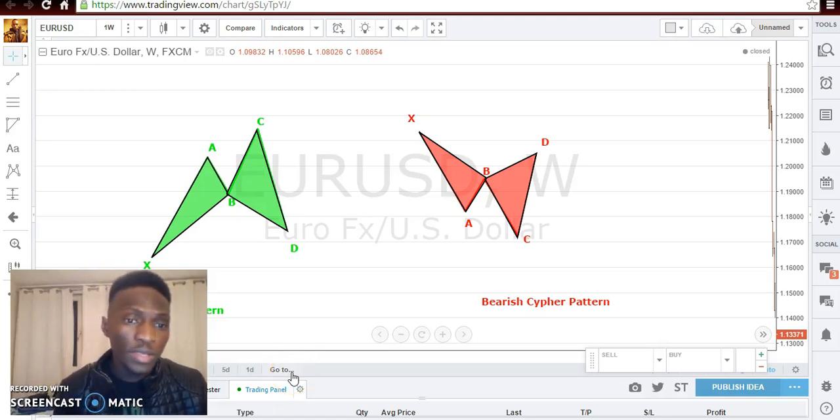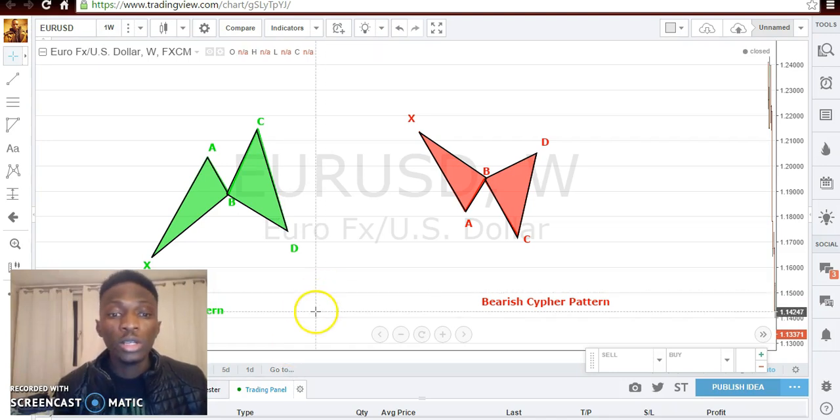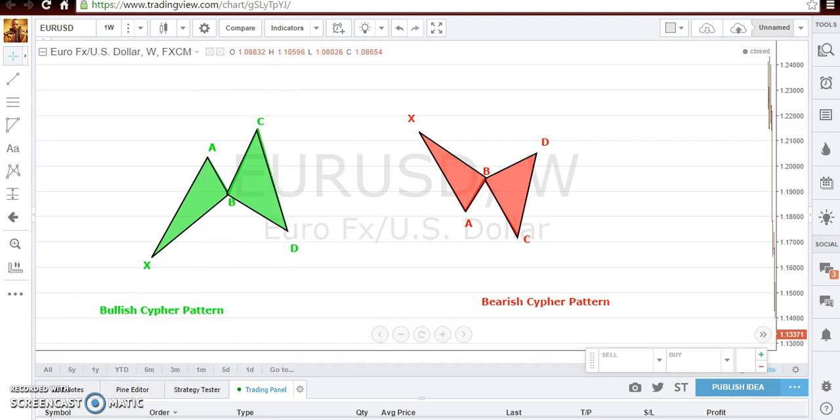This is part 2 of the Cypher pattern, and in this video I'm going to show you guys how you can go about trading the Cypher pattern once you've identified a valid Cypher pattern. So let's go over to the chart and I'll show you guys where you can place your targets and your stop loss. I'm going to start with the bullish Cypher pattern.